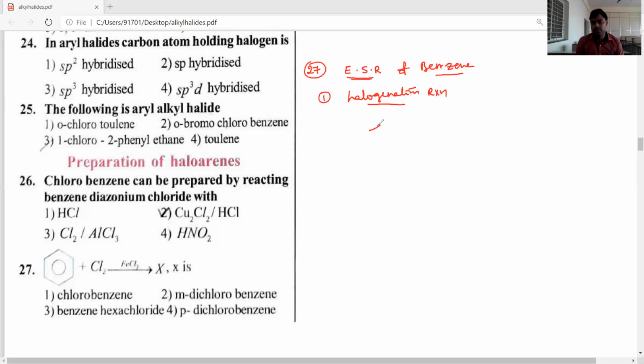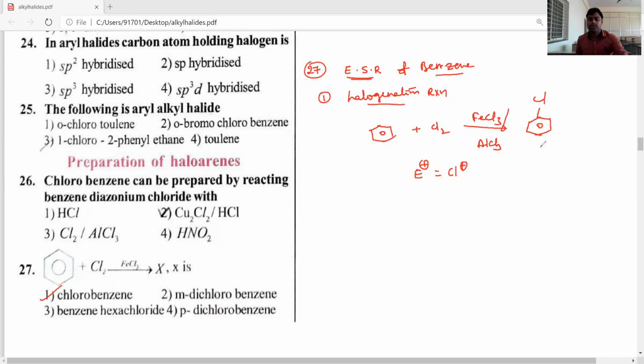So the benzene reacts with chlorine or bromine, but direct iodination is not possible. So if you want iodination or preparation of iodobenzene, an oxidizing agent is required. FeCl3 is Lewis catalyst, or AlCl3. So then the electrophile here is Cl plus. Then converted into chlorobenzene. So this reaction, what is the product? So the first one is correct. Chlorobenzene will form. Okay, students.